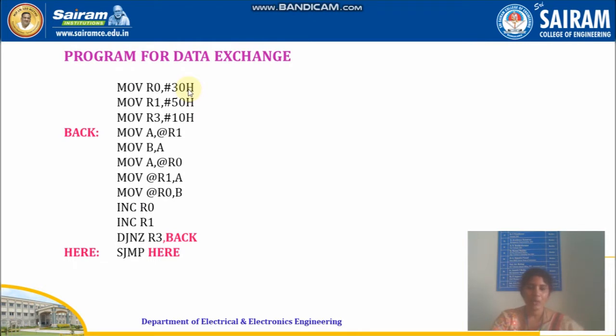Now I will tell how to execute this particular program. 10 data you need to move, right? Here you are not supposed to put 10H. If you put 10H, it will become 16 data. 10 data means you should put only 0A, or you have to use only 10. Move A comma at R1.